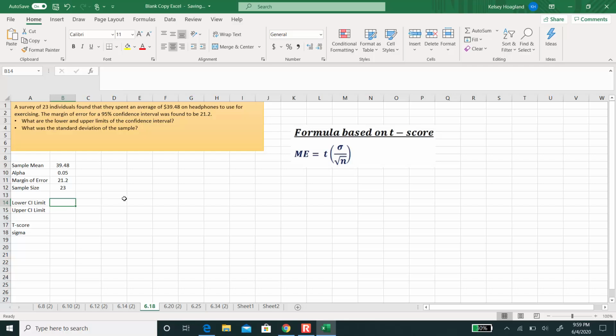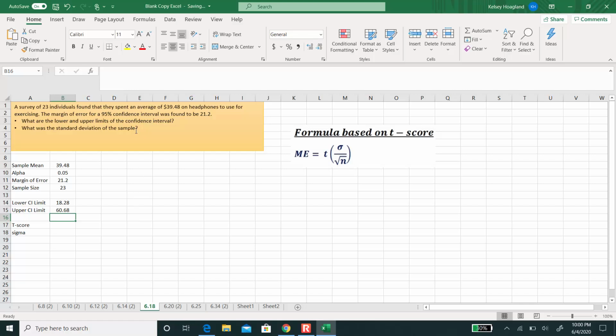So now from this we can calculate our lower confidence interval limit. So for the lower limit, you take your average, the sample mean, and you subtract the margin of error. Now for your upper limit, you do the same thing, except you take the sample mean and you add the margin of error. So we get 18.28 and 60.68.